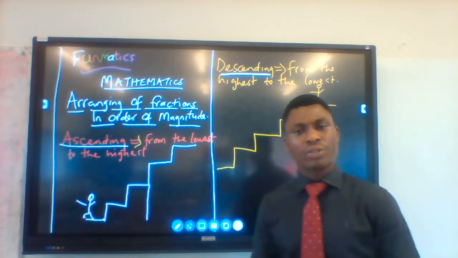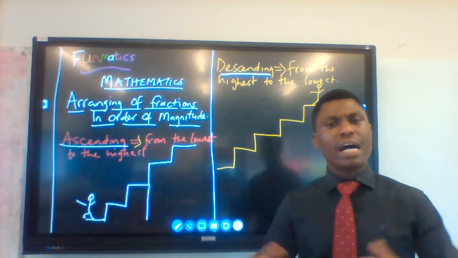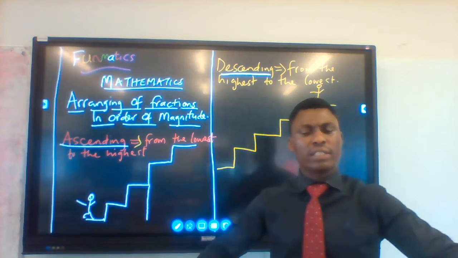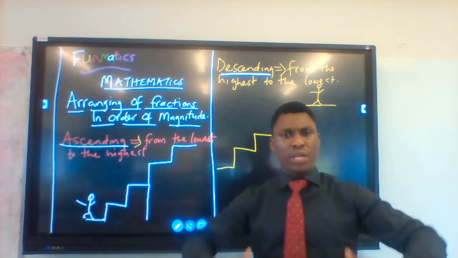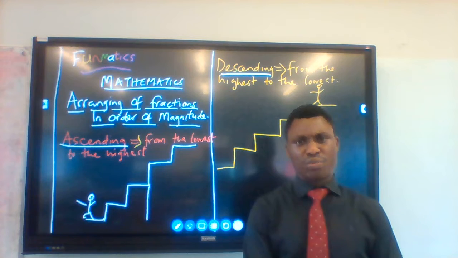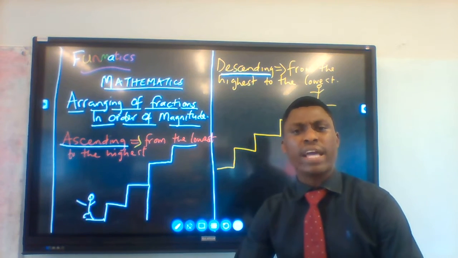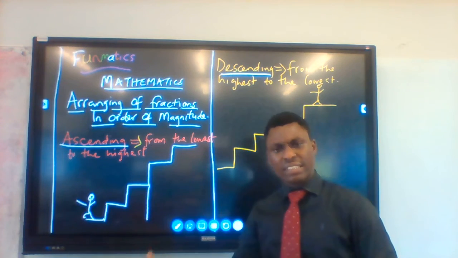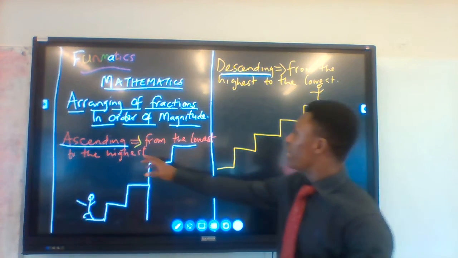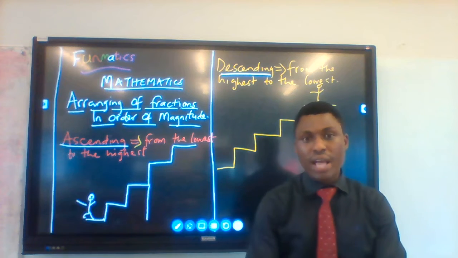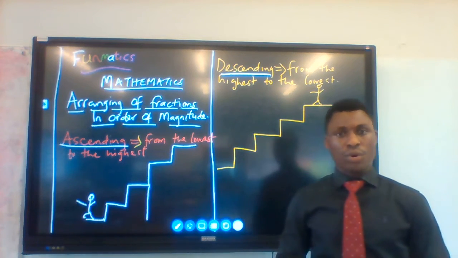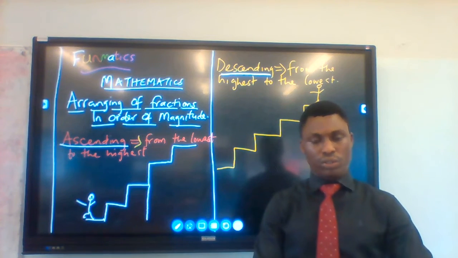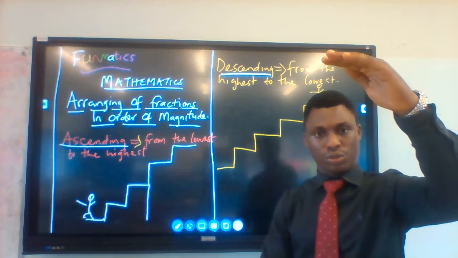When we are talking about arrangement in order of magnitude, magnitude means size. If you have a big man and a small boy, if you want to arrange them, which one will come first in ascending order? Ascending order means from the lowest to the highest. The least one will come first before the higher ones.